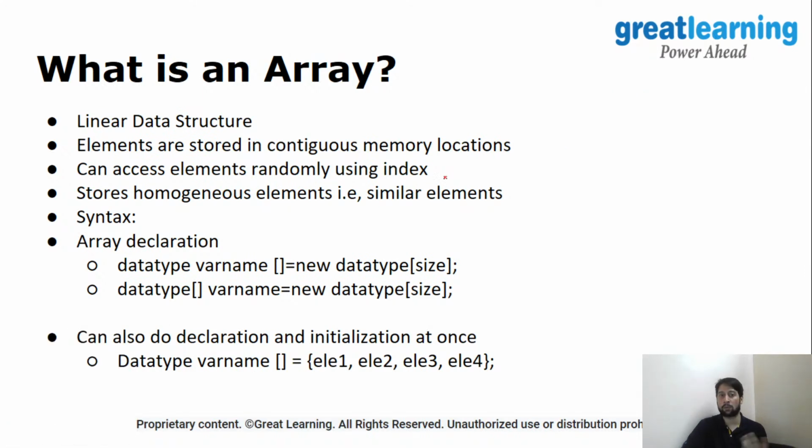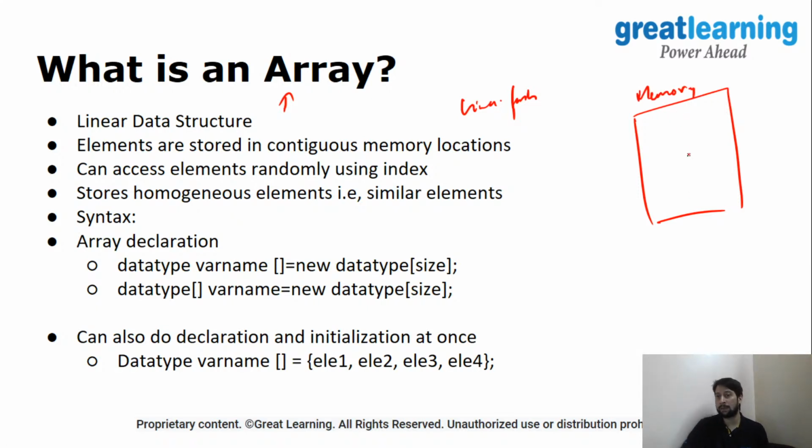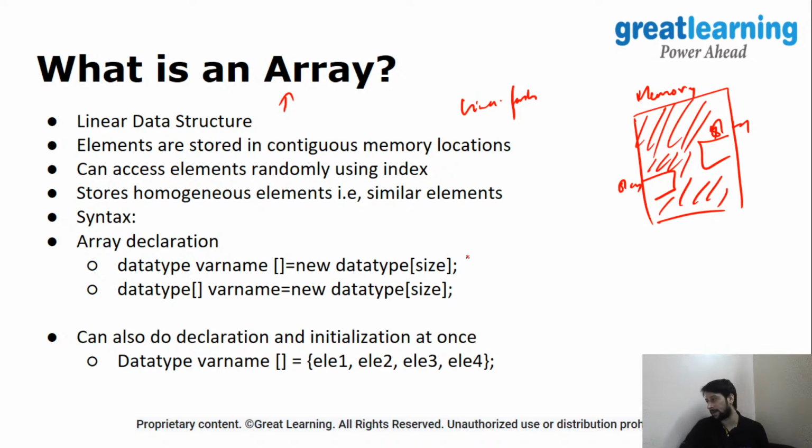So let's understand what an array is. When you're talking about an array, it is a linear data structure. That means elements are stored in a linear fashion. Let's talk about memory allocation. This is your memory, and in your memory everything is occupied, and you have chunks of memory available here and there. Let's suppose here you have 4 bytes, or let's suppose you have 8 bytes, and here you have 8 bytes. The rest of the memory is occupied.